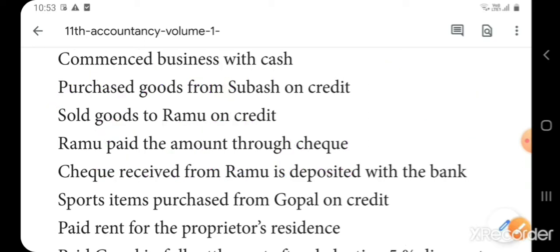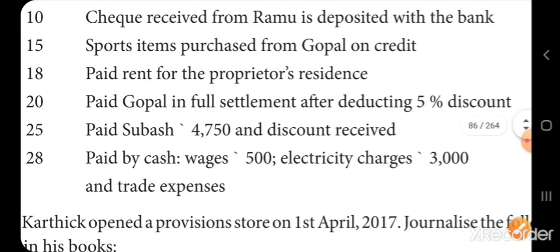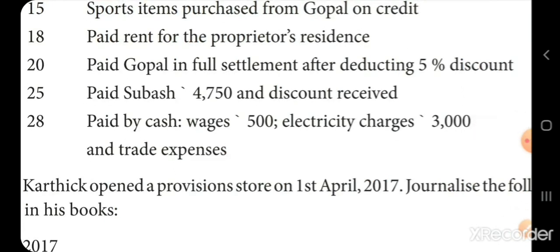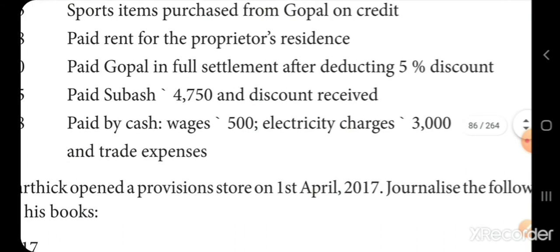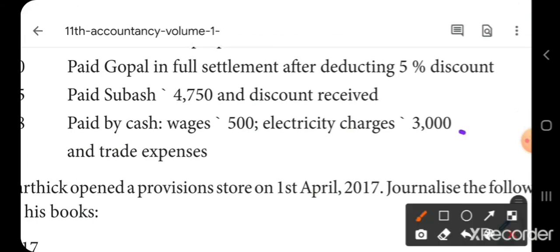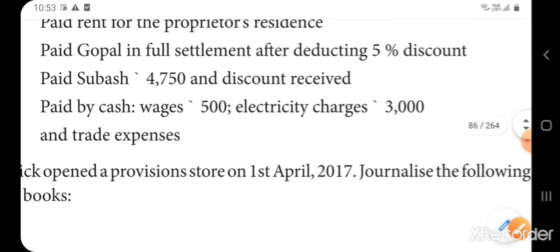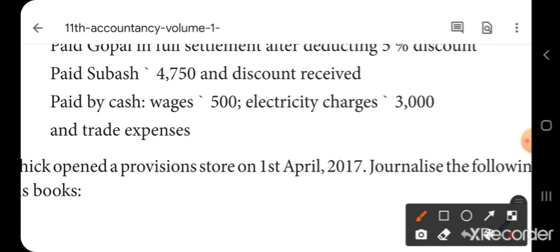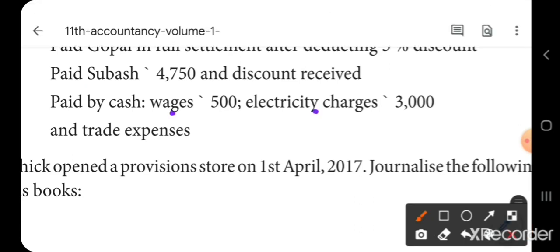Okay. Now the last transaction, paid by cash. Okay. Wages is 500, electricity charges is 3,000, and trade expenses is 1,000. Okay. So all these are payments. Wages means cash is going out. Electricity charges, when you pay, cash is going out. When you pay the trade expenses, cash is going out. So you just club all the three entries. Okay. So wages is an expense, electricity charges is an expense, trade expenses is also an expense. So debit all expenses and losses.